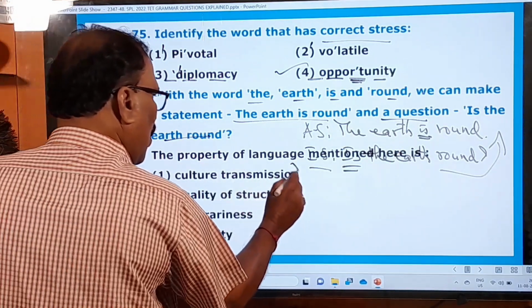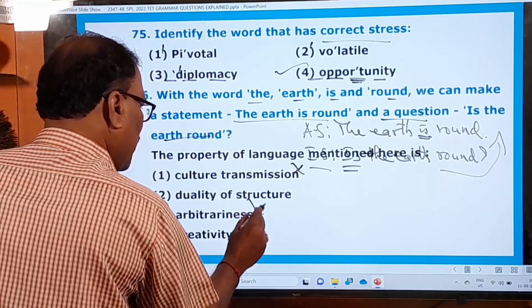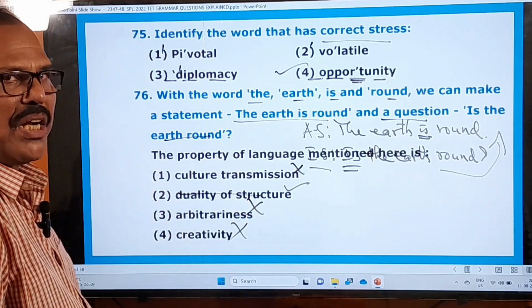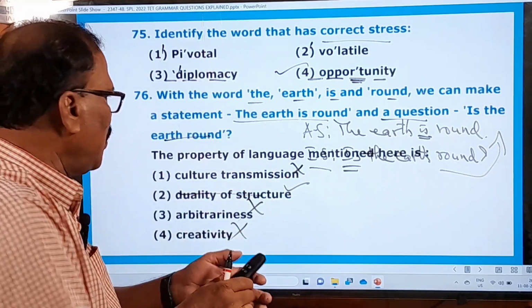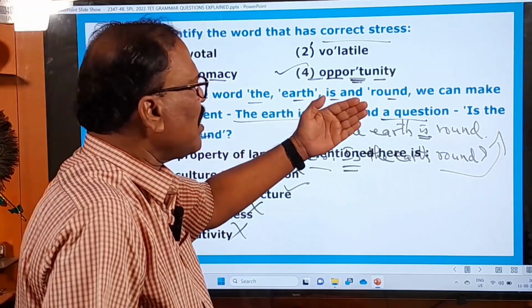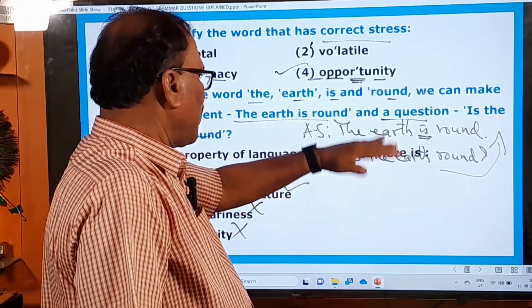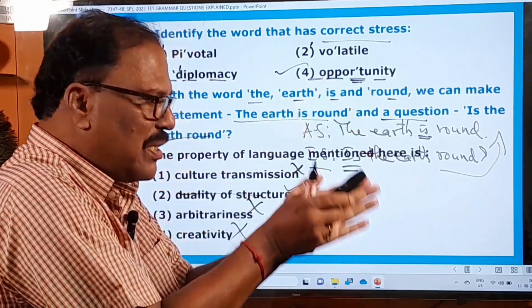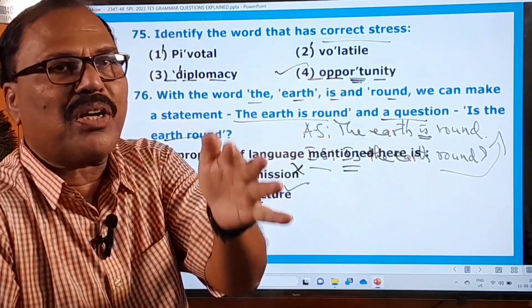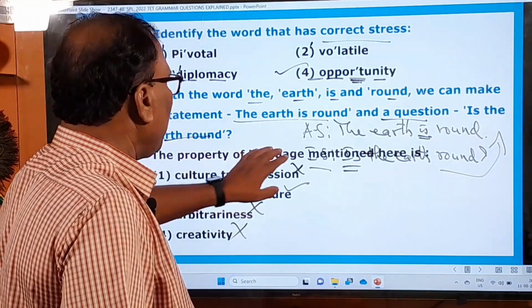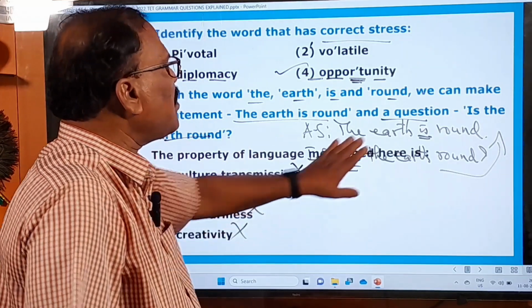Culture transmission? No. Arbitrariness? No. Creativity? No. Only duality of structure. Duality means structure of the sentence. You are changing, dual, two. The same structure you are changing into another shape. So that's called duality of structure. Duality of structure means changing the same sentence into another structure, another form. So here the property of language mentioned is duality of structure.